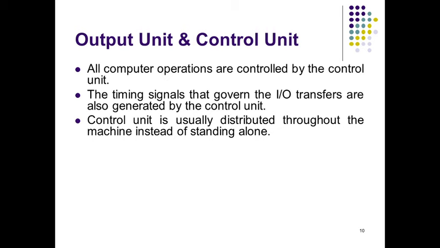It is reasonable to think of a control unit as a well-defined, physically separate unit which interacts with the other parts of the machine. In practice, this is not the case. Most of the control circuitry is physically distributed throughout the machine. A large set of control lines, or wires, carry the signals which are used for timing and synchronization of events in all the units.